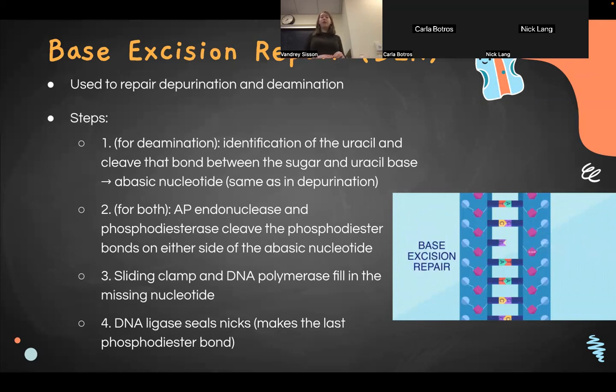So for both of them, we have an endonuclease called AP endonuclease and phosphodiesterase. They are going to cleave the phosphodiester bonds on either side of the nucleotide. So then our abasic nucleotide can be removed, and sliding clamp, again, is going to hold DNA polymerase onto the site. DNA polymerase is going to fill it in, and that nick is going to be sealed by ligase.